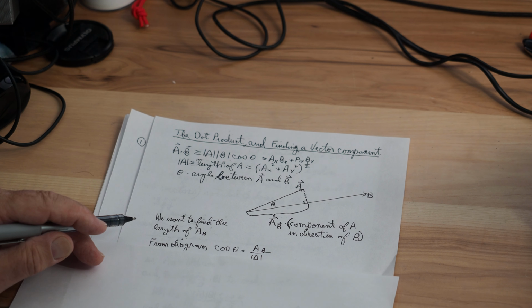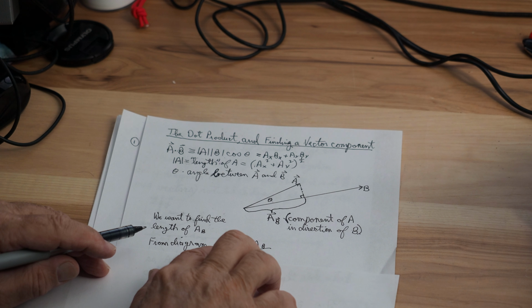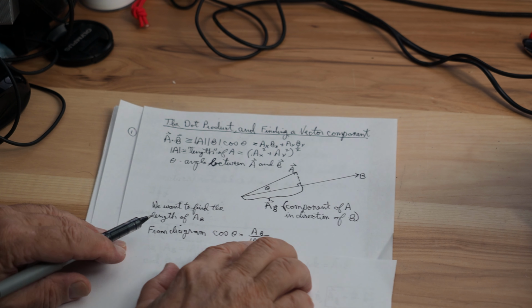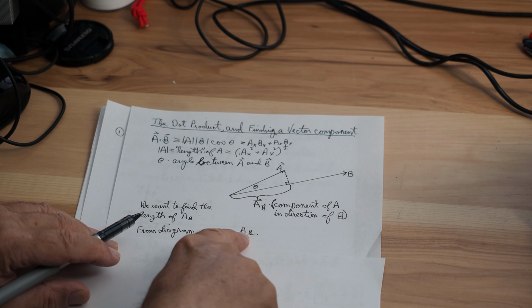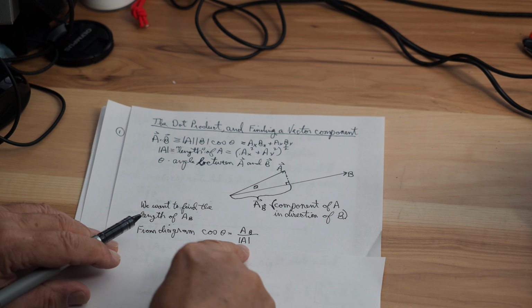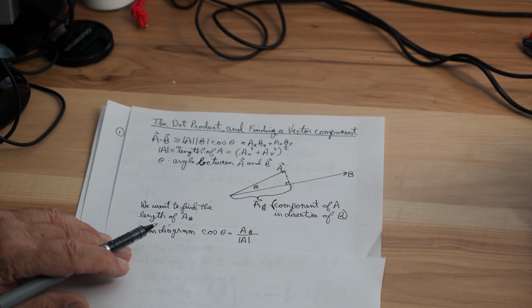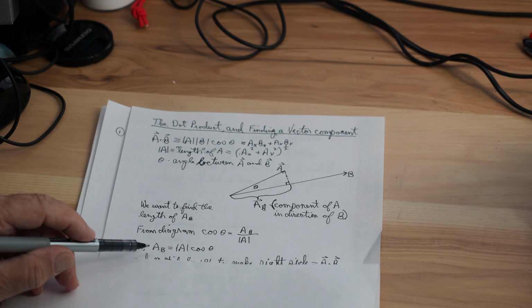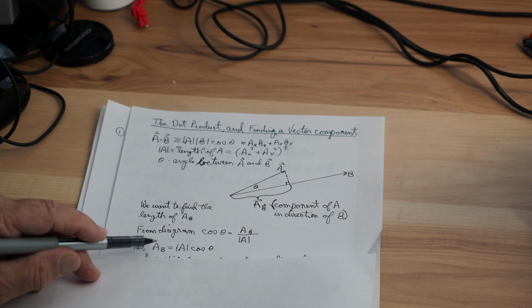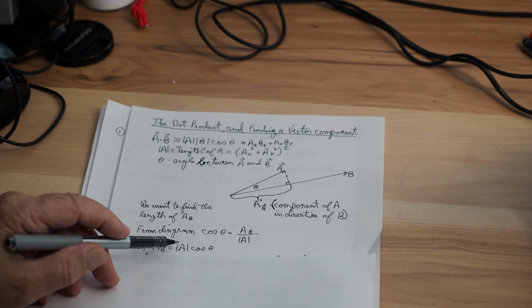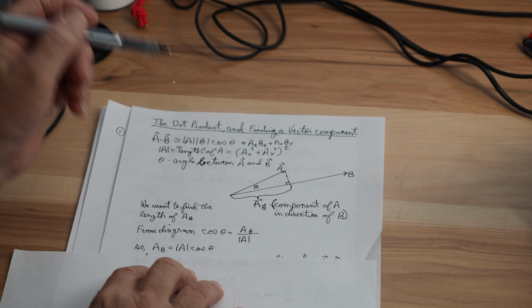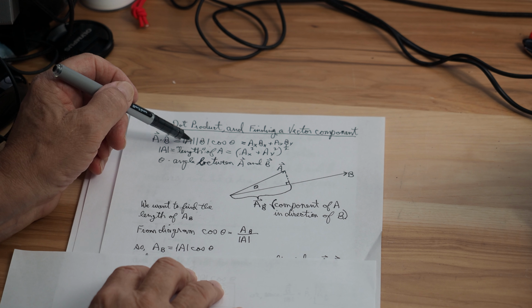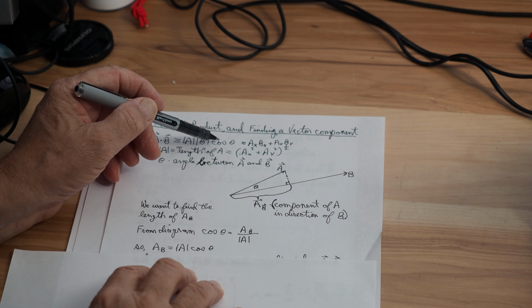So I've written that down here. The cosine of theta is the length that we're looking for, the component that we're looking for, divided by the length of A. So we can then solve for the length we're looking for, A sub B, and it's the length of A times cosine of theta. Well, that reminds us of the dot product, length of A, length of B times cosine.